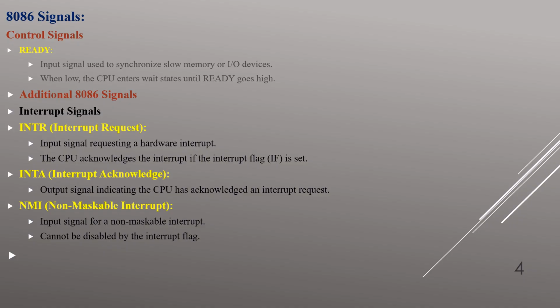Next one is NMI, that is non-maskable interrupt. This signal is used for critical events that require immediate attention, such as hardware failures. The CPU will respond to an NMI regardless of the current state of the interrupt flag, ensuring that urgent issues are addressed promptly. Clear?